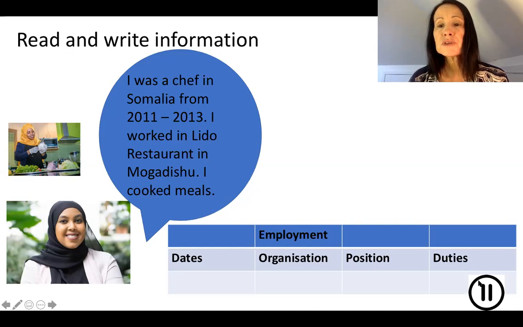So pause the slide now and write down on paper what you think is correct for Hawa. If you read again slowly, the answers are here. The dates that she worked, the company or organisation that she worked for, that's your employer's name, the name of the company, the position, and the duties, the things that she had to do. Pause now.